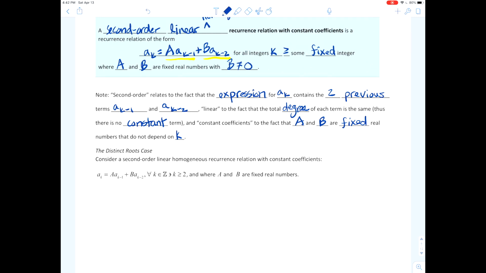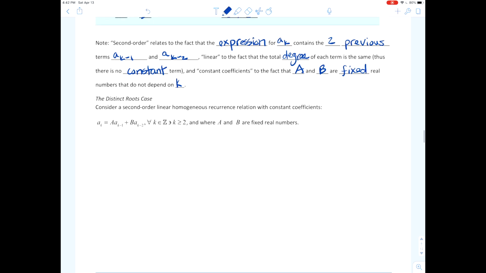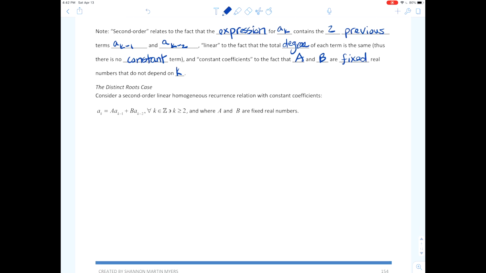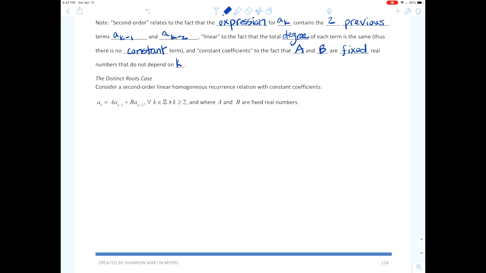So, here we go. There are some different cases that we will look at. The distinct roots case is what we'll look at first. So we're going to be working with this recurrence relation. This is just some general second order linear homogeneous recurrence relation with constant coefficients. So a sub k equals capital A times a sub k minus 1 plus capital B times a sub k minus 2 for any integer k greater than or equal to 2, where a and b are fixed real numbers.